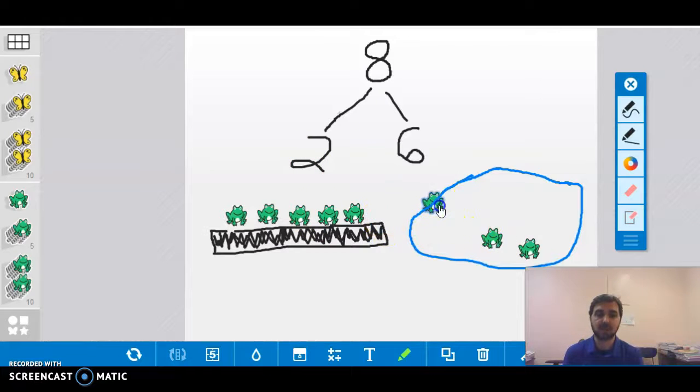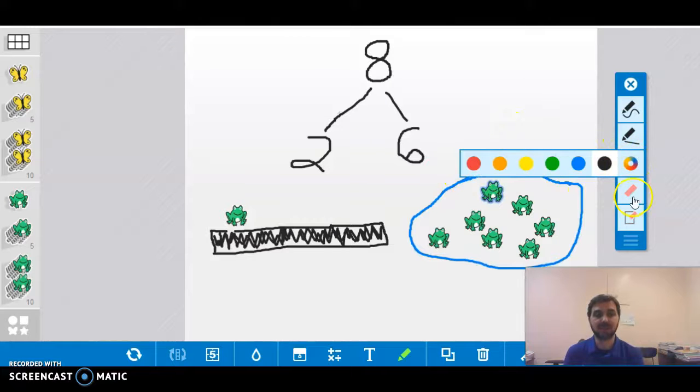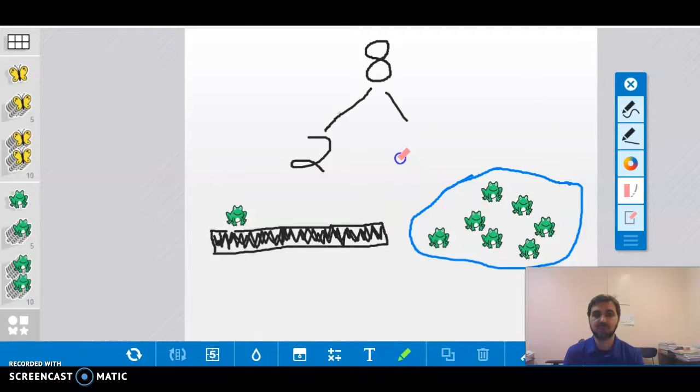Okay, but let's go back to where we were. There were 6 frogs in the pond. What if one more frog, this frog right here, gets hot and he or she jumps on? Now we have 2 even different numbers. So instead of 2 and 6, you see, the bigger the number, the more ways we can break it apart, right?